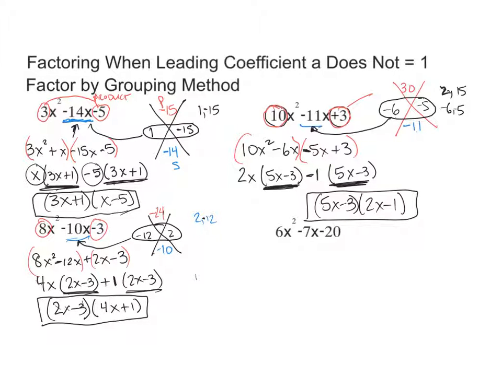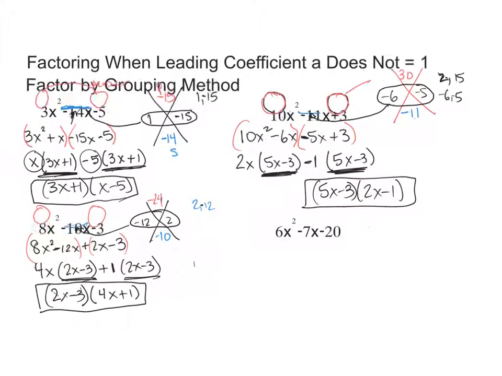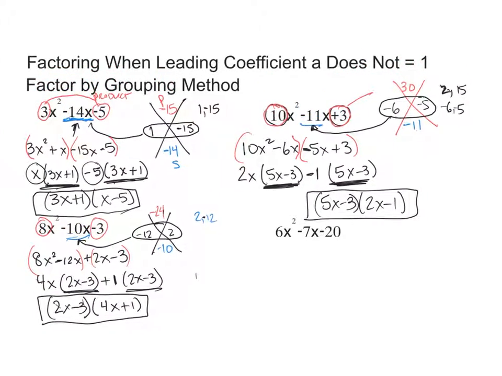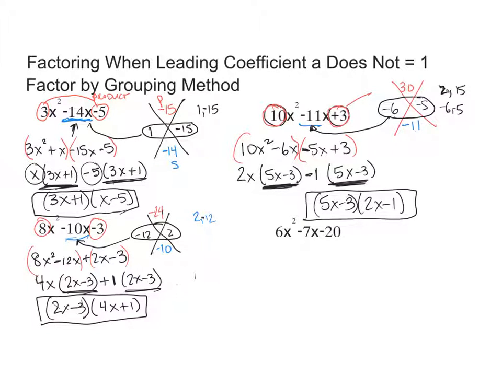Again, you can check it by using the FOIL method. Let's move this up a little bit. Let's scroll up just a teeny bit. Oh, it's not all scrolling, so it's okay. We'll work with the space we have.